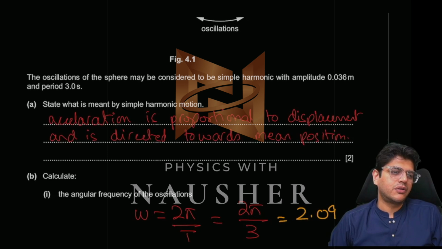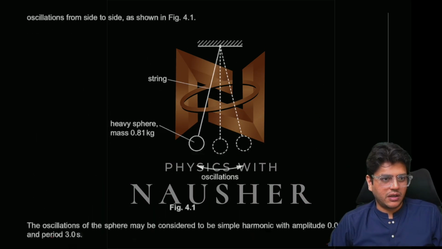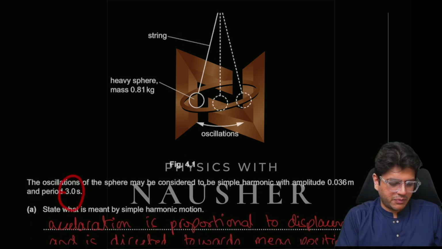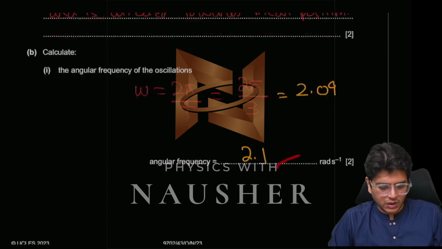Calculate the angular frequency. So angular frequency omega is 2π over T. Do we have the time period? Yeah, we have the time period, which is 3 seconds. So 2π over 3, which is 2.09, and you get 2.1 radians per second.